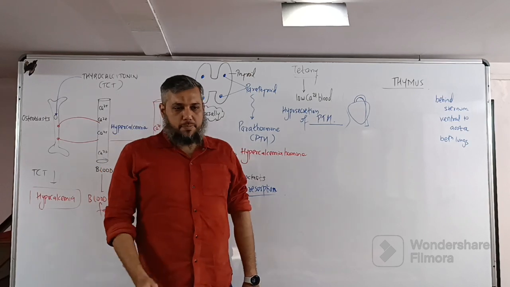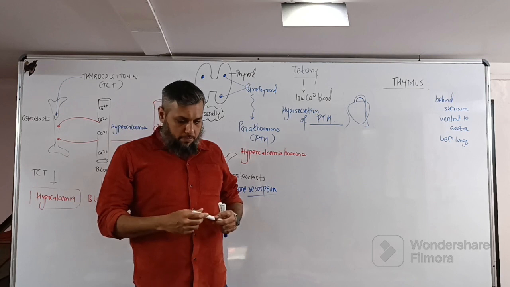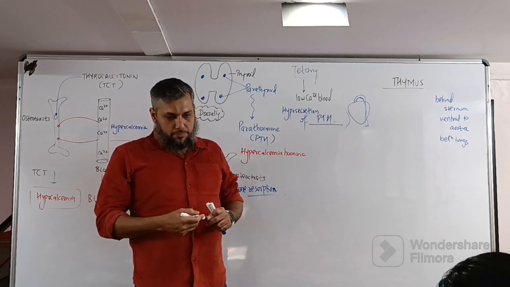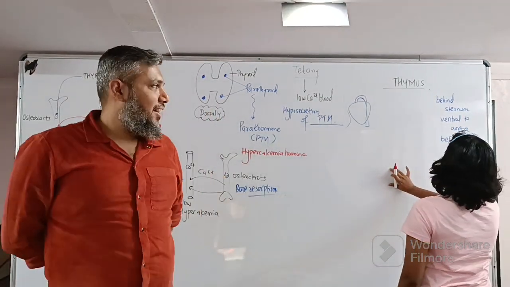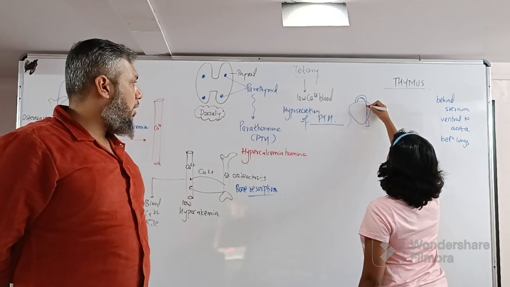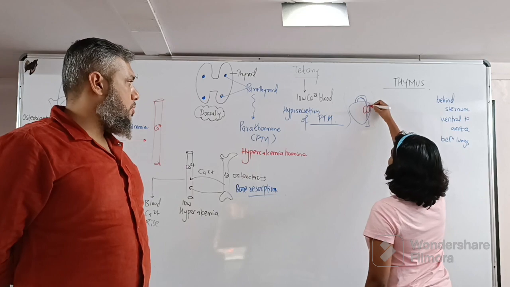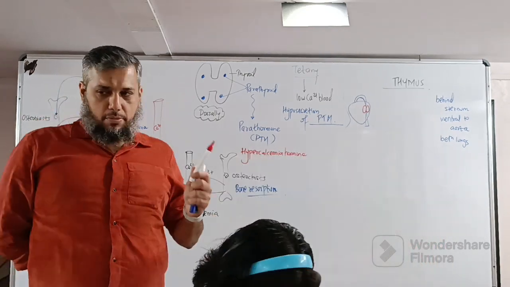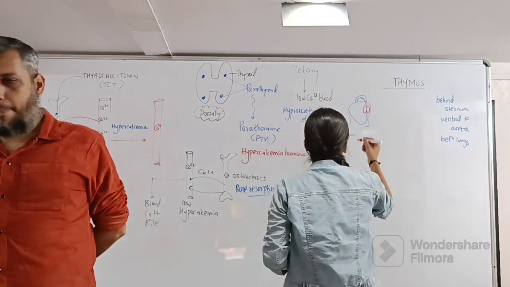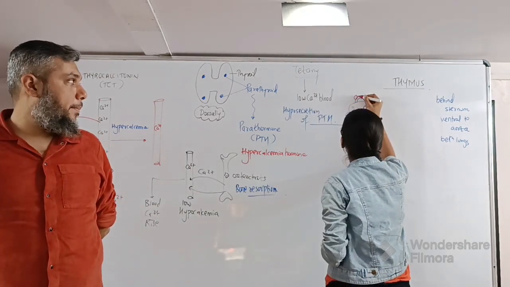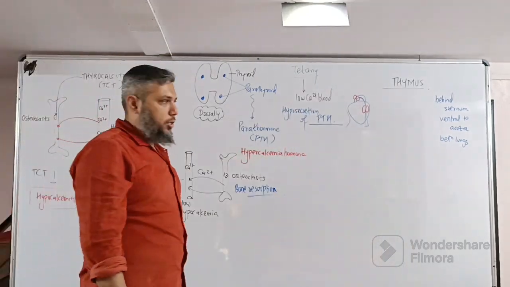Can you show me the location? Draw. Time has come. Come. Show me where your location is. Ventral to the aorta. Correct. So it is ventral to the aorta.